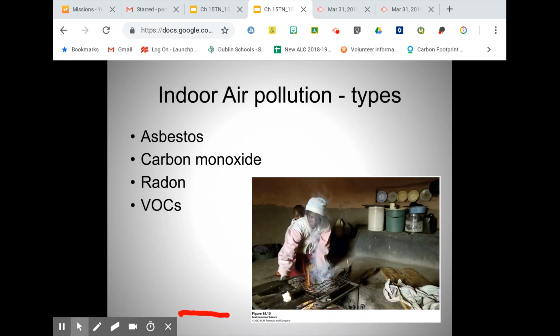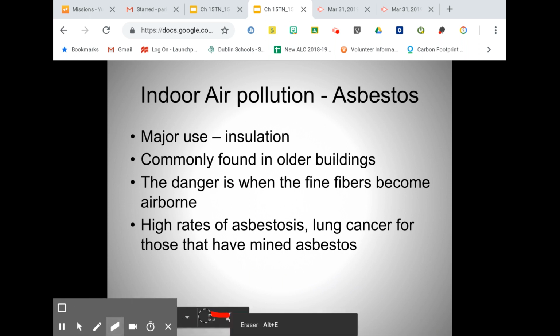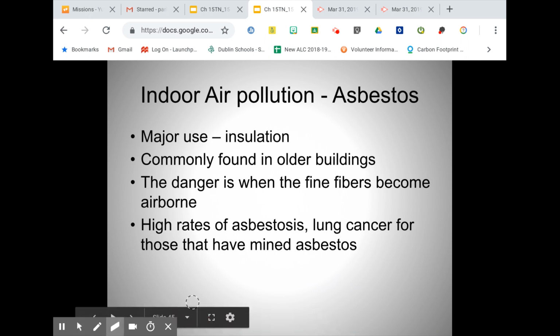Right, so looking at 4 different groups of indoor air pollutants: asbestos, carbon monoxide, radon, and VOCs. Okay, asbestos is not something that you will find used in houses purposely anymore today. This is, again, an older home issue. It was mainly used as insulation and mostly in pipes.